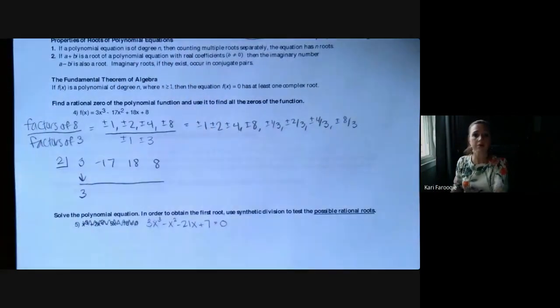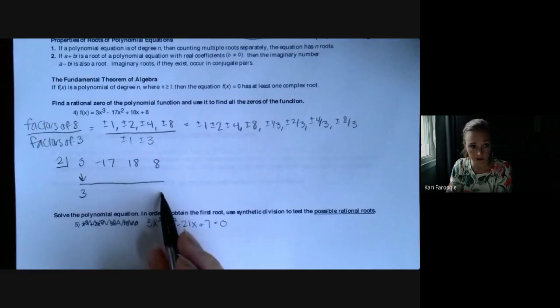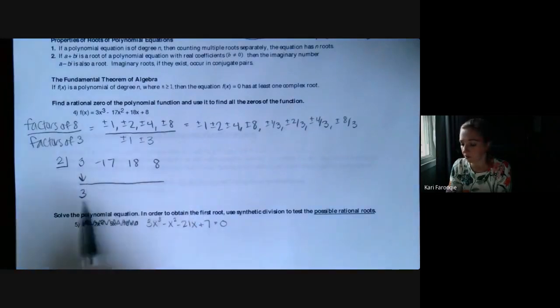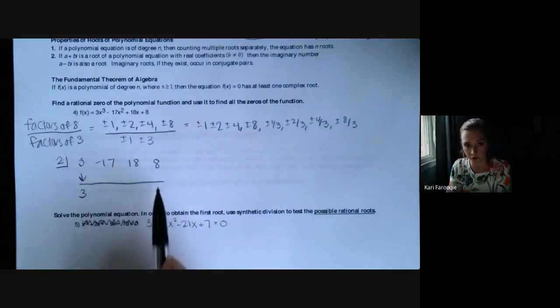So let's go ahead and write the coefficients of the function: 3, negative 17, 18, and 8. Now remember that as long as you've done this correctly, you should get a 0 here for the remainder. If you don't, something went wrong somewhere. Probably it was the graph that you made. So do this first, verify that you get 0 for your remainder, and then find the other 2 zeros.